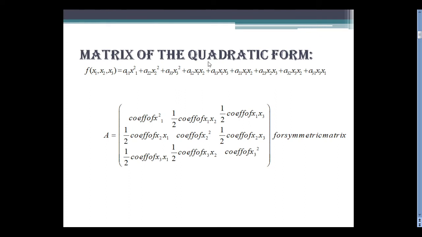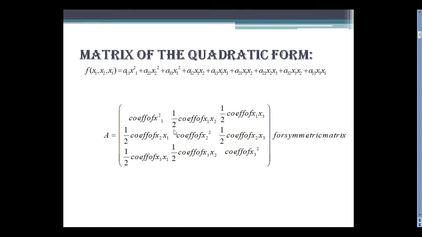Now, how to convert the given quadratic form into matrix form? Suppose the quadratic form was given like this. We want to form the matrix A. First fill the diagonal elements. The coefficient of x1 square is a11, the coefficient of x2 square is a22, and the coefficient of x3 square is a33.